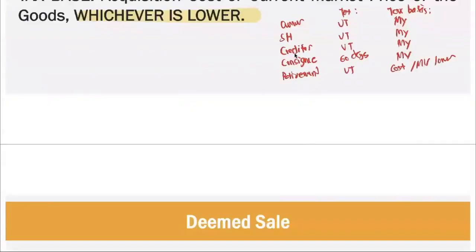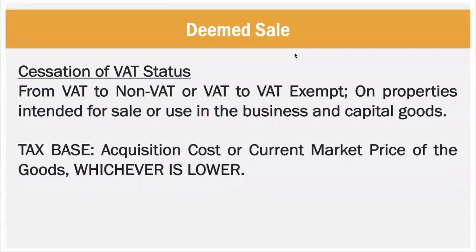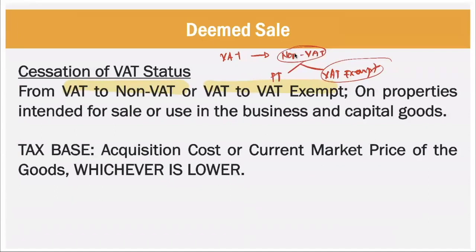And the last deemed sale transaction, cessation of VAT status. So when we say cessation of VAT status, that is either from VAT to non-VAT. When can we say you are non-VAT? If you are a percentage taxpayer or you are VAT exempt now. So VAT to non-VAT. Although VAT exempt is not considered non-VAT, still, you are not paying VAT already. So from VAT to percentage taxpayer, or VAT to VAT exempt. So once your status changes, it is also considered deemed sale.